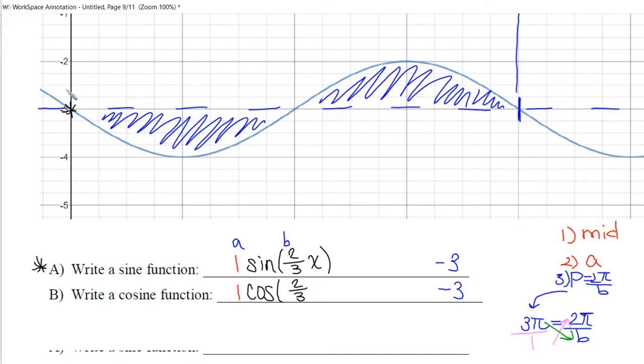I'm going to check one more thing. I know it starts on my midline. However, it's going down. It's going downward as soon as it starts, so it's going to be a negative sine function. You see, I'm always checking my signs.